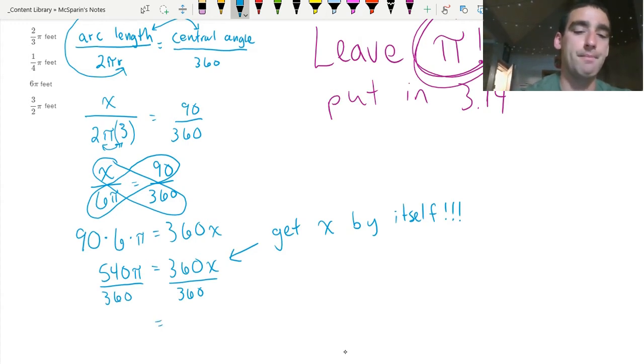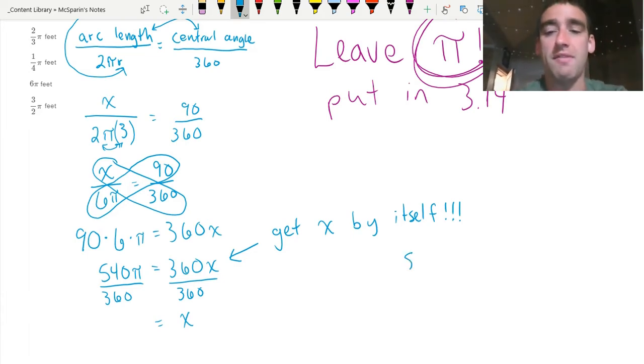Now, this is messy, all right? I've got 540 pi divided by 360. Now, we can certainly simplify this, okay? I'm betting that if I divide by like 180 maybe, I could definitely just divide by 9. Let's do that. If I divide both sides by 90, right? So I'm going to go 540 divided by 90, and I'm going to go 360 divided by 90.